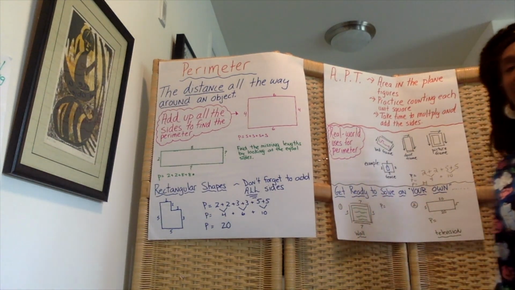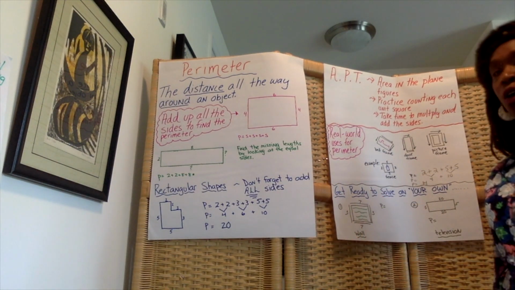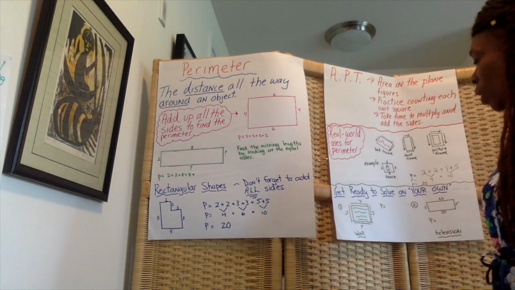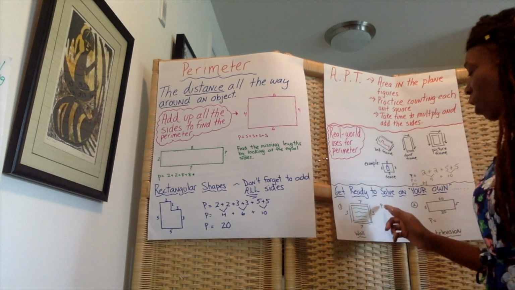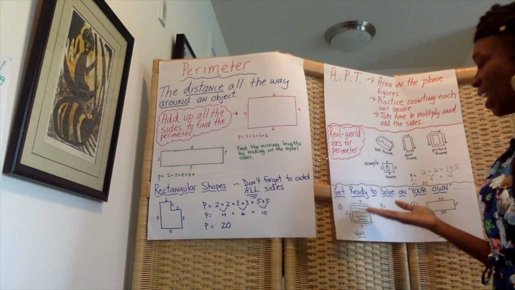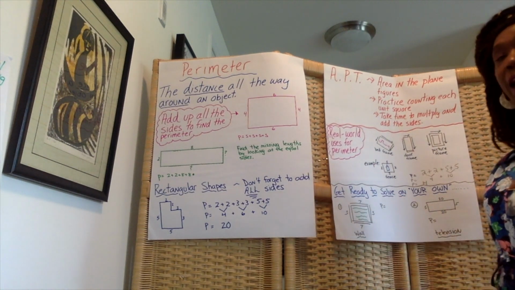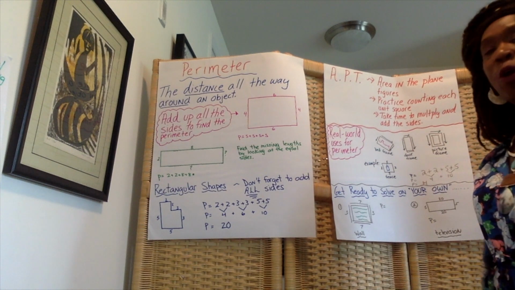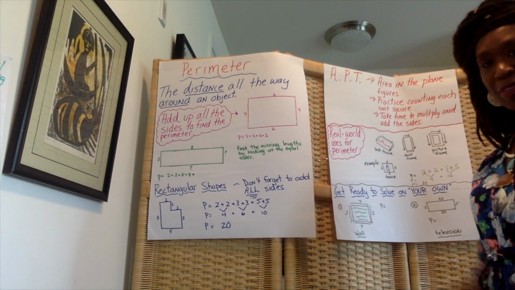Now, I want you to get ready to solve some problems on your own. We have our first one, which is a wall. Our measurements are 3 on this side, 3 on that side, a 7 up top, 7 at the bottom. I want you to stop the video and solve the problem on your own. You can pause it.